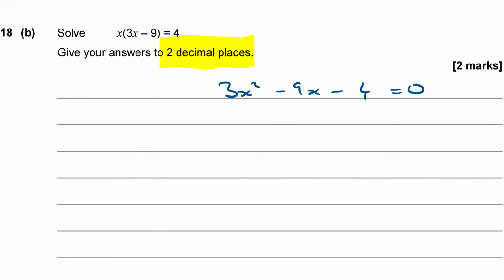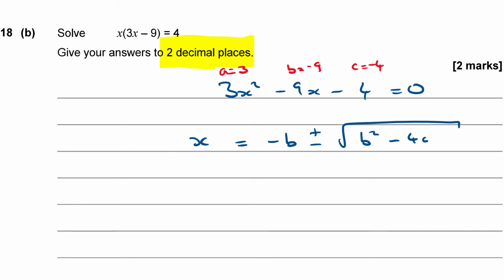So I just need to extract my coefficients here for a, b, and c. A is the coefficient of x squared, it's going to be 3. B is the coefficient of x, it's going to be minus 9. And c is my constant on the end, which is negative 4. Okay, once I know a, b, and c, I can sub those into the quadratic formula, which tells me that x is equal to minus b plus or minus the square root of b squared minus 4ac all over 2a.